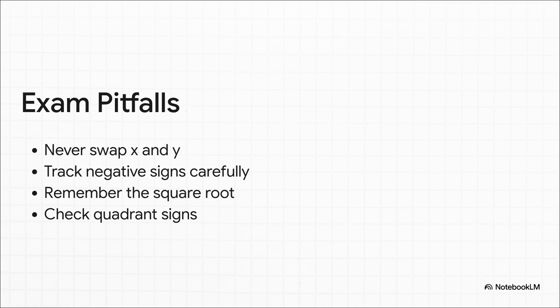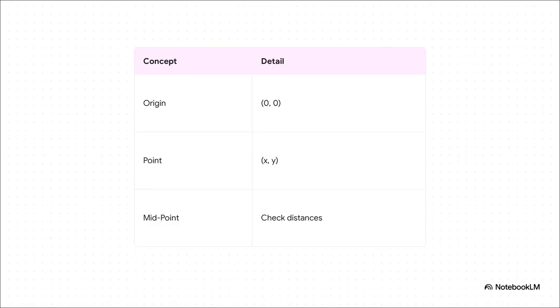Number 3, do not get so thrilled about adding your squares together that you forget to take that final square root at the very end. And lastly, always double-check your quadrant signs. Here is your absolute holy grail. Take a screenshot of this formula sheet right now. You've got the origin, the proper XY format, your beautiful distance formula, and a handy tip for midpoints. If you review this the night before your exam, you are going to be in fantastic shape.